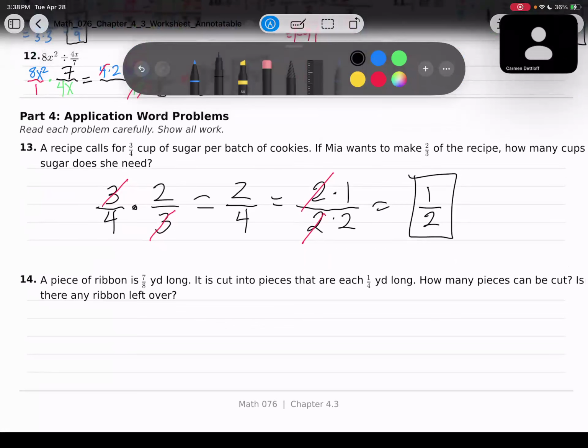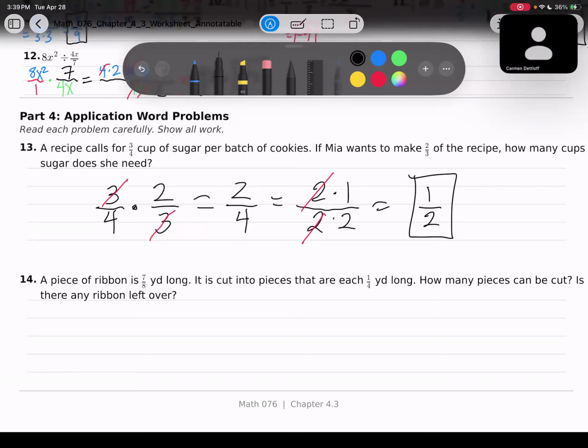A piece of ribbon is 7/8 yards long. If it is cut into pieces that are each 1/4 inch long, how many pieces can be cut? Are there any pieces left over? Okay, so we have to decide first, is this multiply or divide? Okay, is it multiply or divide?